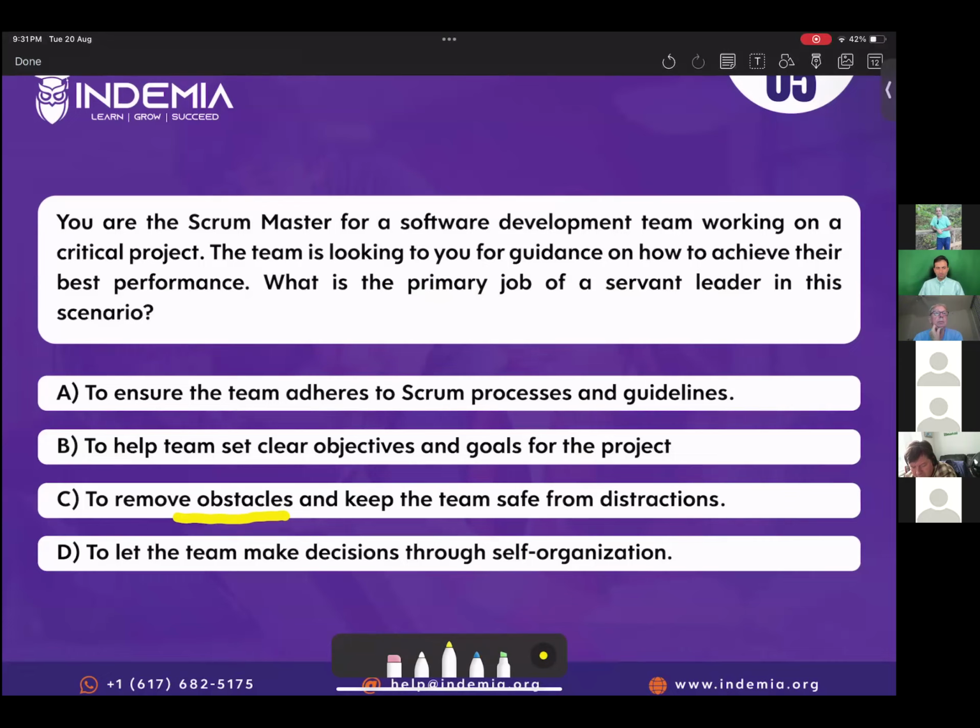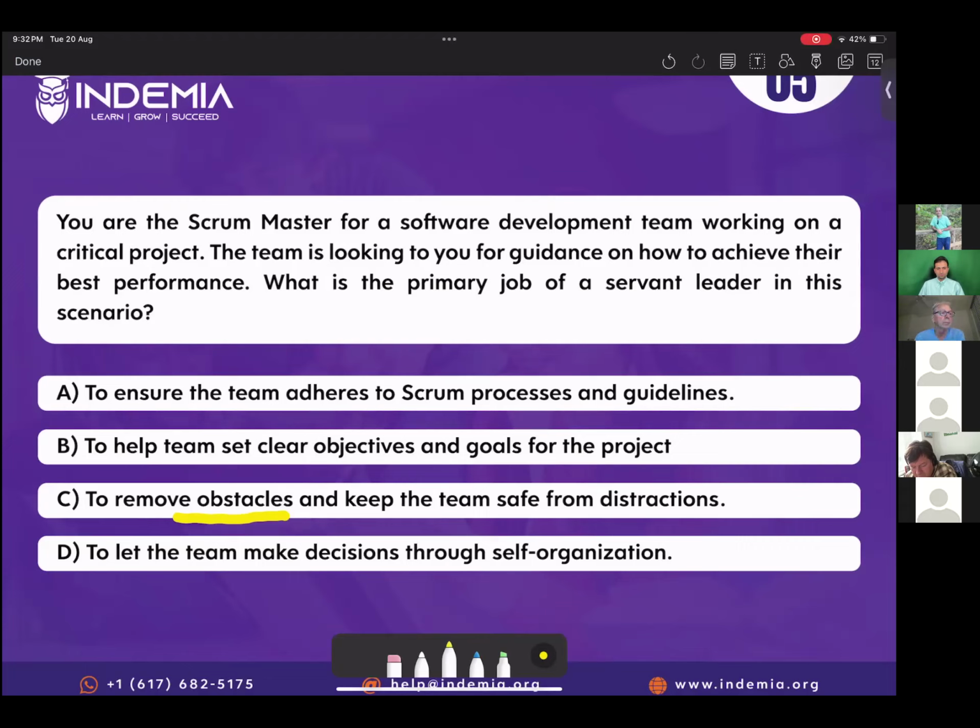Suhas, you have chosen option D. Yeah, the reason I chose option D is because the team is looking for guidance on how to achieve their best performance, and that is where, as a Scrum Master, what guidance can we give? That's the question I understood here. So option A looks to be generic, right? Adhere to some process and guidelines. It should be, but it may not help us to get the best performance.